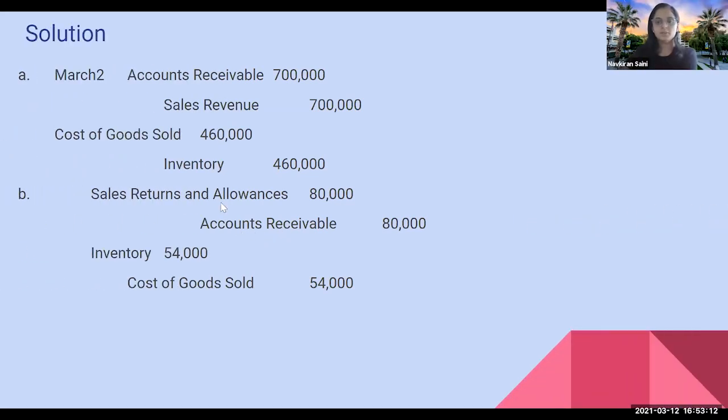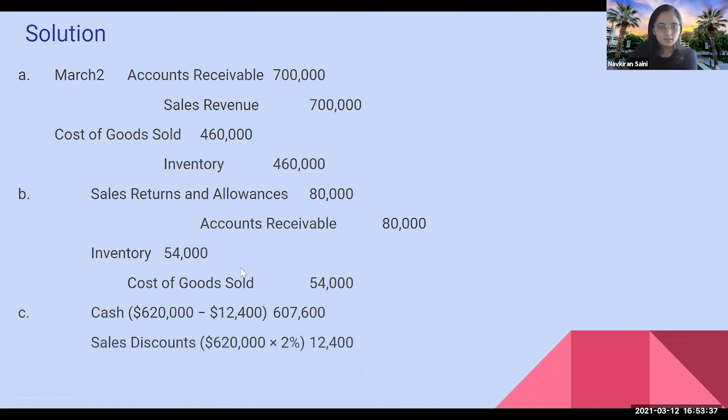Yes, that is right. They need to pay us 620,000 since they returned 80,000 worth of goods out of 700,000. And we also know that they are paying within our credit terms, the discount period that we gave them, so we have to subtract that discount as well. So yes, you are correct. 620,000 is the amount that they owe us, but since they're paying within the discount period, we have to subtract that 2% discount as well.